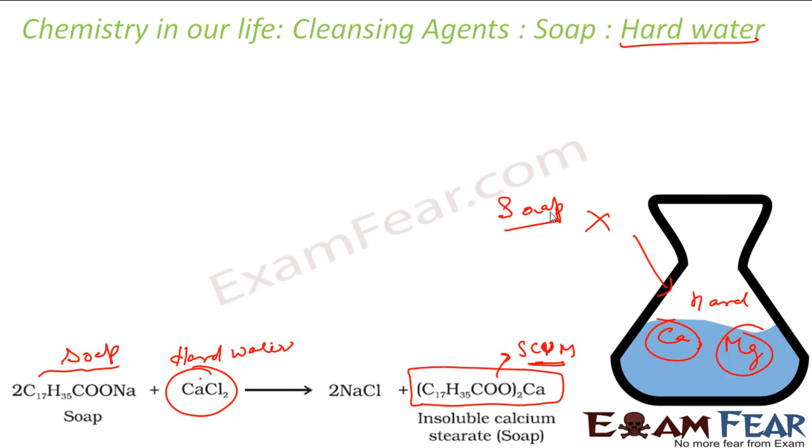For example, if you see, this is my big chain. This Na plus COO minus is my water soluble part, and the other part, the hydrocarbon, is the dirt soluble part.